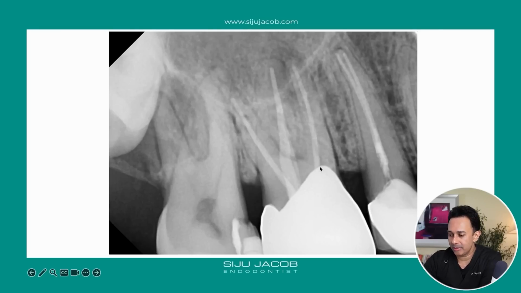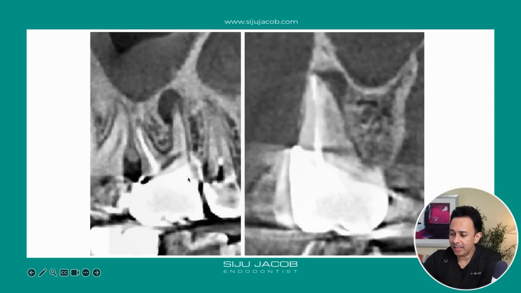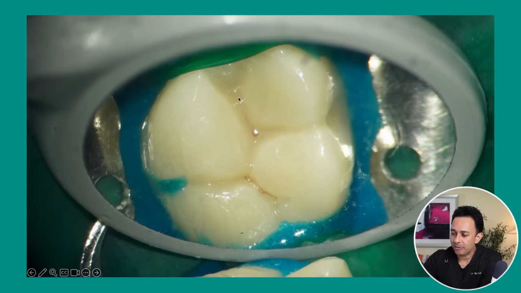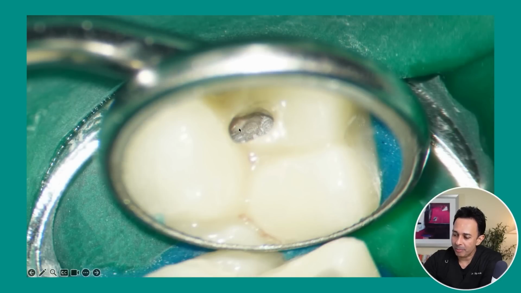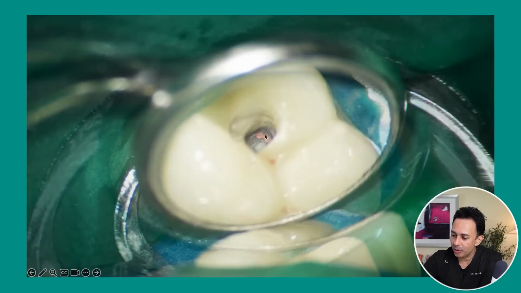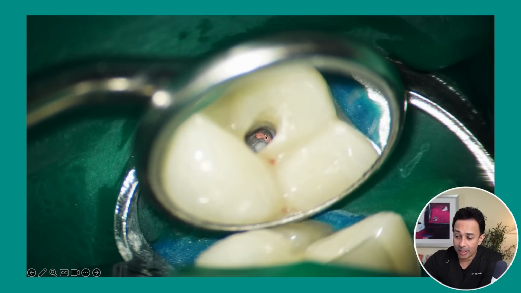So you can see here, this is a maxillary first molar where the patient had an endo and crown placed many years ago, and the patient reported with acute pain. So we took a cone beam CT and we found a missed canal here. And then we're making a selective access there to keep the crown in place and look for the MB2. So here you can see we make the access, and as we look for the canal, we find the MB1 here.